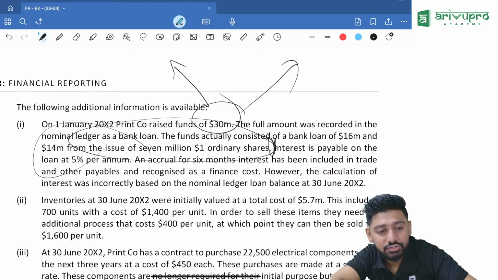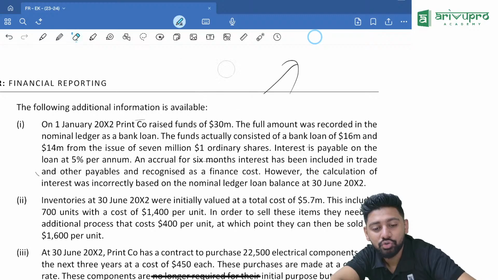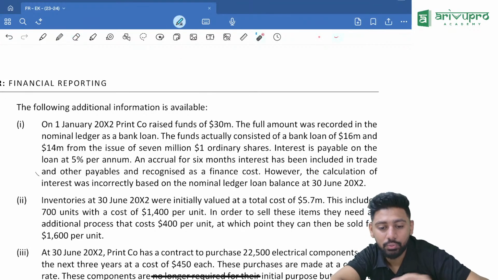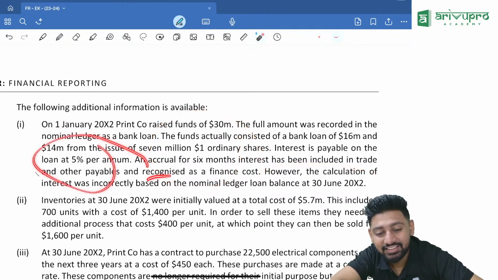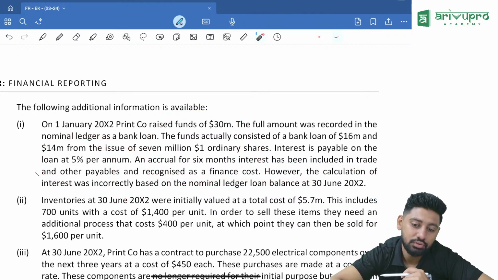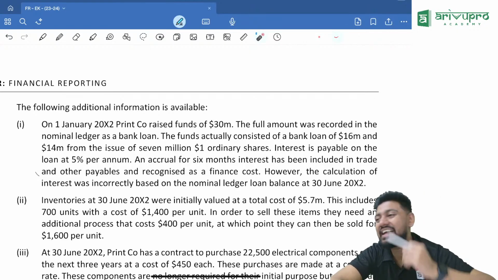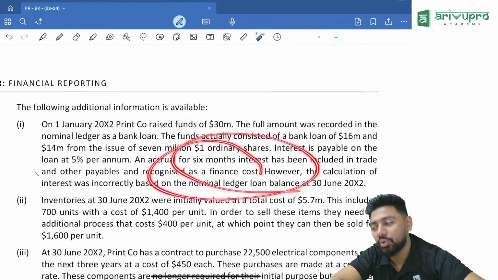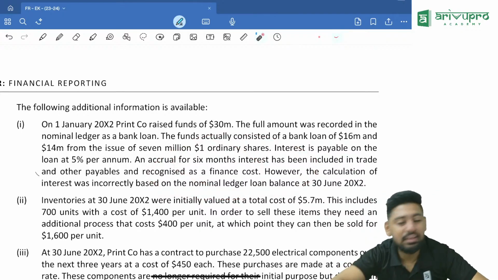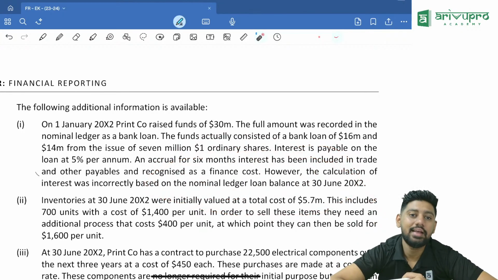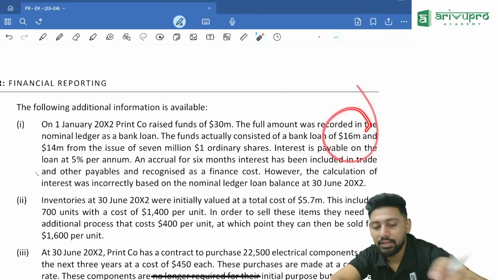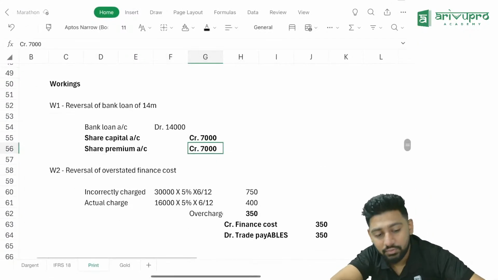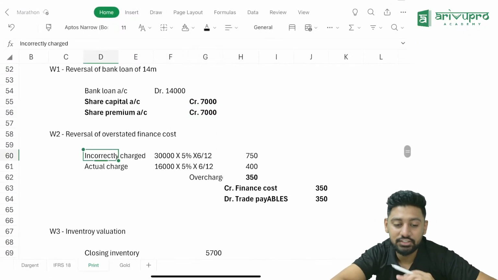An accrual, because you've taken the loan on 1st of January 2012, there is an accrual which they have also recognized. An accrual for 6 months interest has been included in the trade and other payables and recognized as a finance cost. However, the calculation of interest was incorrectly based on the nominal ledger loan balance. So you have considered 30 million and calculated the finance cost, whereas you should have calculated based on 16 million. Therefore, there is an incorrectly charged interest.